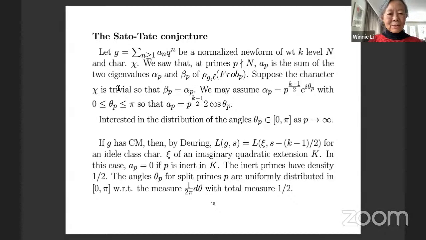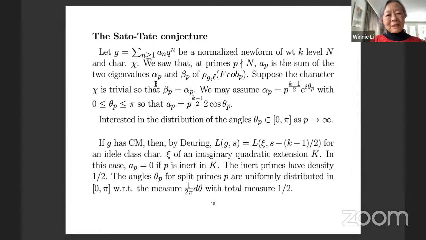Let's assume that chi is trivial. Then their product is equal to p to the k minus 1. That means that alpha_p and beta_p are complex conjugates of each other. So let's write alpha_p with its absolute value, p to the (k minus 1) over 2, times a unit vector. Because beta_p is the complex conjugate of alpha_p, we may assume that the angle associated to alpha lies between 0 and pi. Then a_p will be p to the (k minus 1) over 2 times twice the cosine of this angle, theta_p.